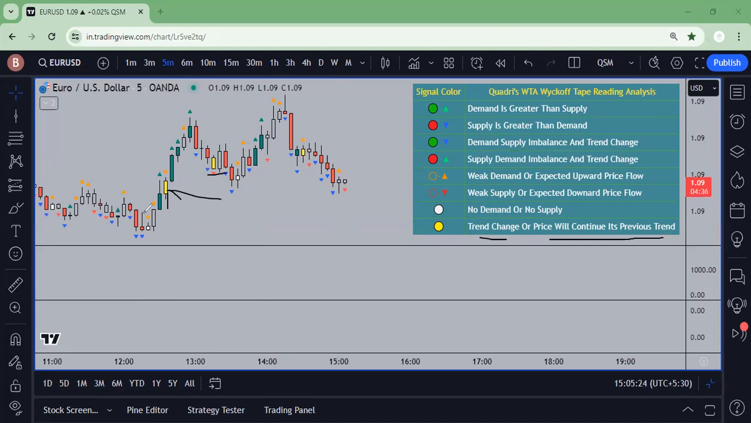Like for example over here, after the cessation of the downtrend, we had a testing no supply, then price started its upward movement. Then we had this yellow candle, or yellow bar if you're using bars.